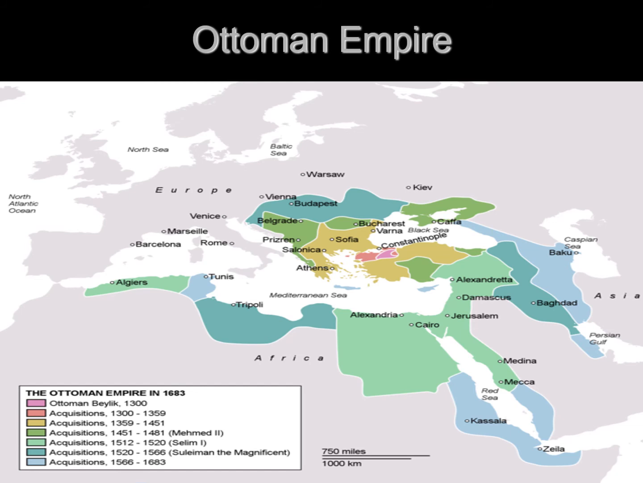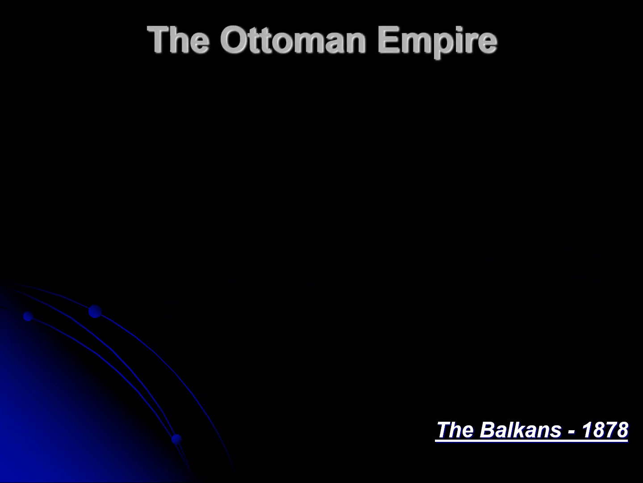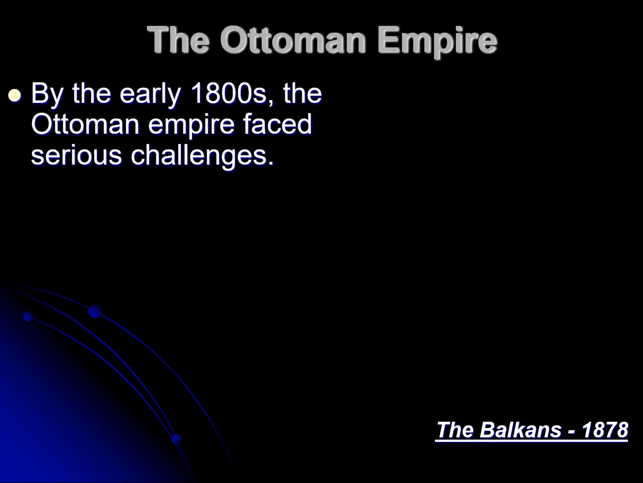The Ottoman Empire is kind of like the Qing in that they decline very slowly. That's why they get the nickname the sick old man. They will decline very, very slowly, okay? In fact, they last until after World War I, until 1919, when they officially decline. In the early 1800s, they faced serious challenges.